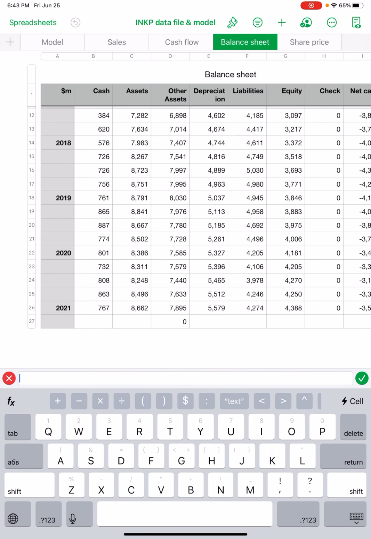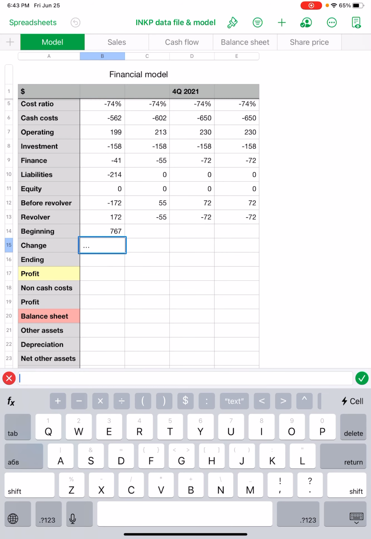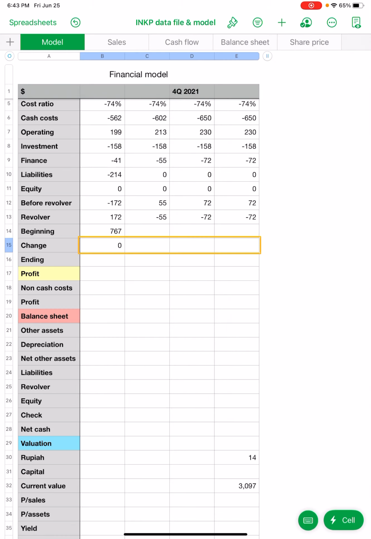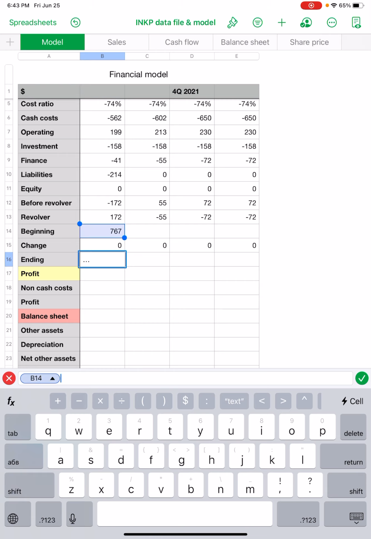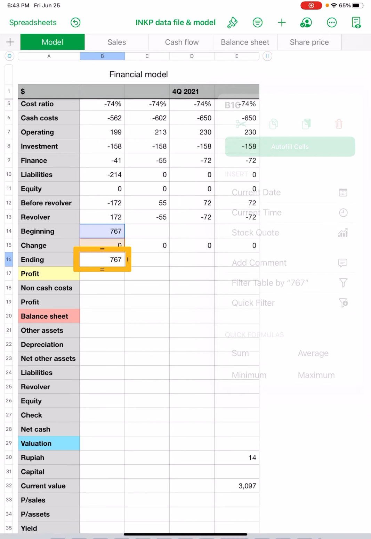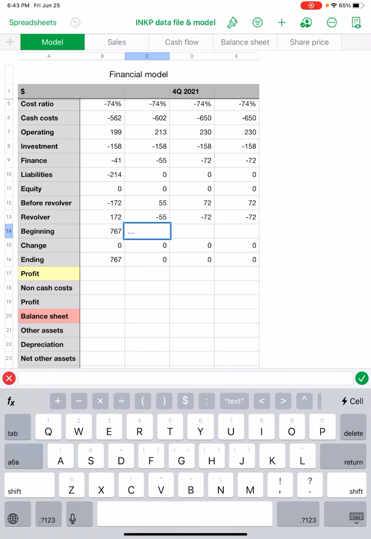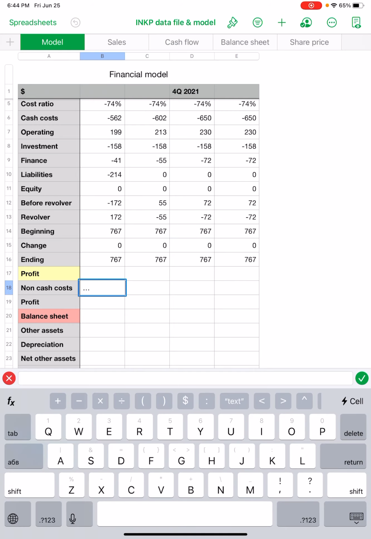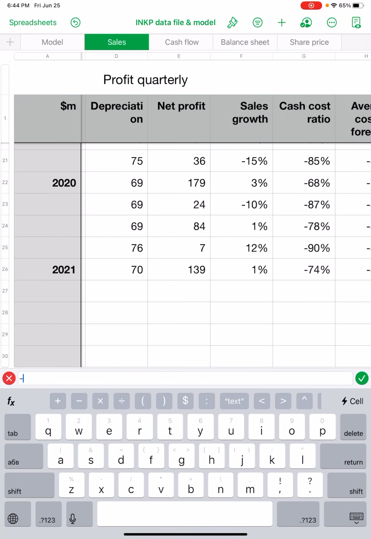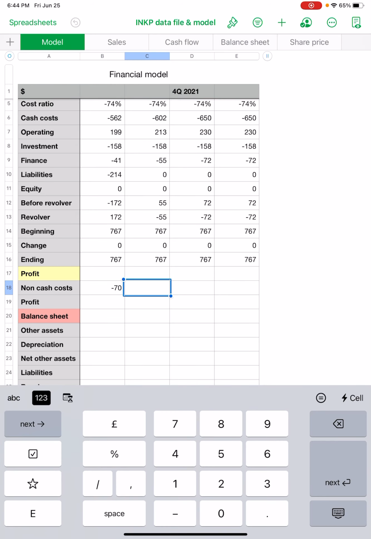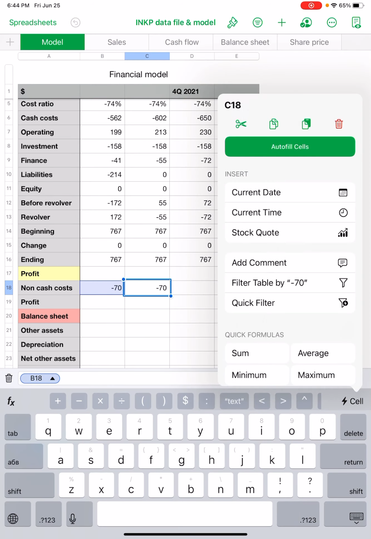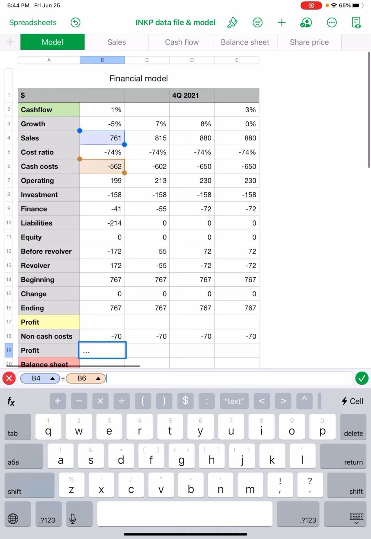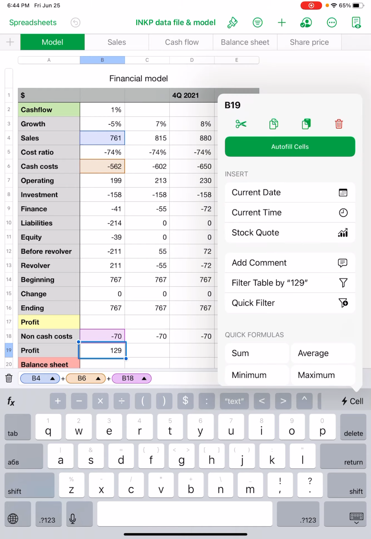Beginning cash, we've already got that. And then the change is the operating, investment and financial cash flows added together. And the ending is going to be the combination of the two, which we can drag across. And that will give us the beginning balance, which we can drag across. Okay, profit now. We're just going to stick in simple depreciation for the non-cash costs here and assume that that is flat. So our profit becomes the sales minus the cash costs minus the non-cash costs.